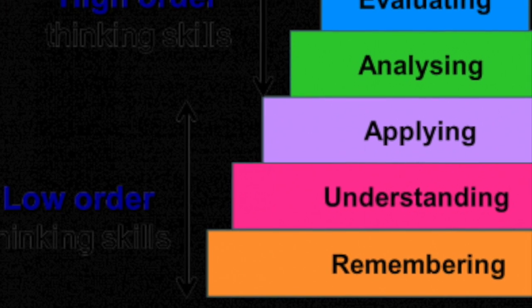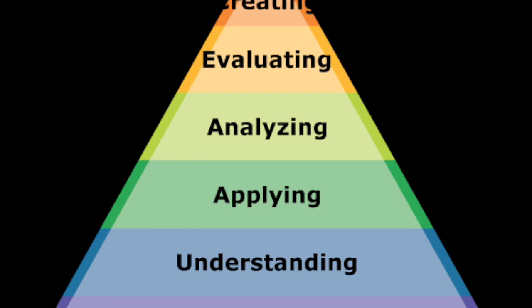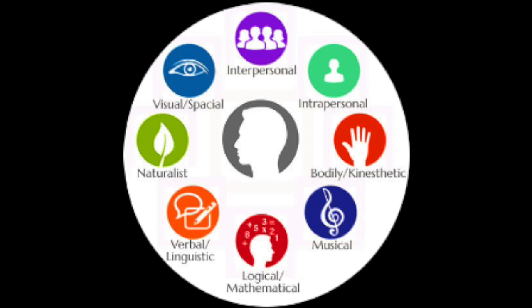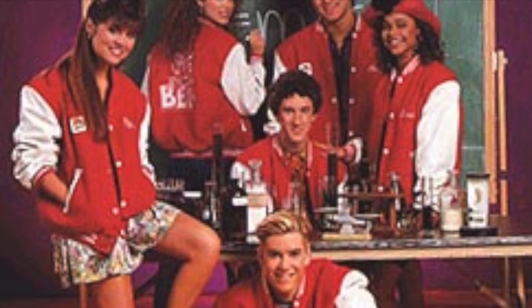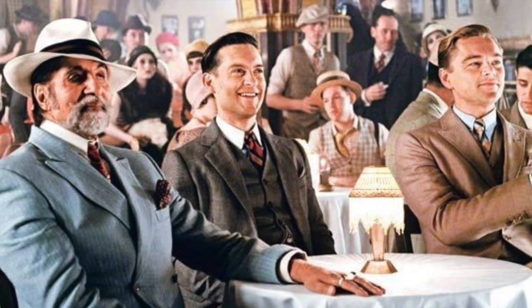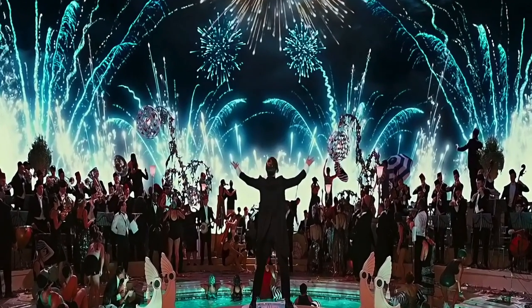My unit plan also incorporates Bloom's taxonomy, which is a classification system used to define and distinguish different levels of human cognition. Along with Bloom's taxonomy, I will use Howard Gardner's theory of multiple intelligences to make sure that I reach every child and their own individual learning style. My unit on The Great Gatsby incorporates activities for every learning style to make sure every student is engaged and learning in their own way.